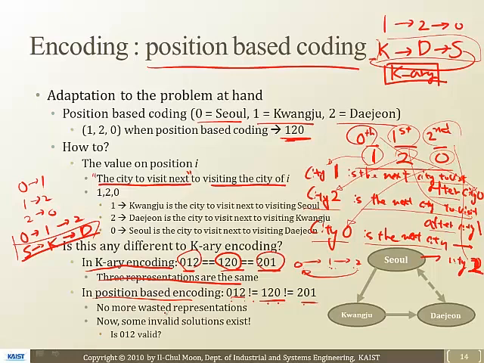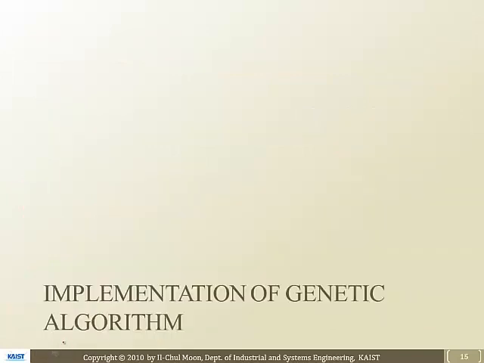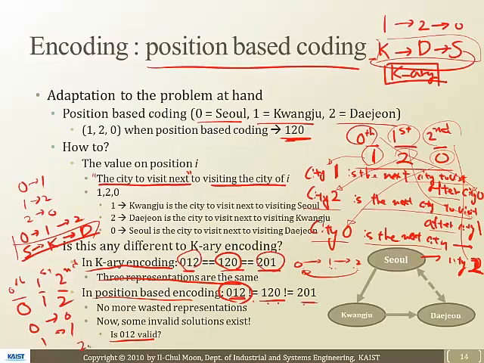And it's very easy to find out what the invalid solutions are. So for example, is 0, 1, 2 valid? Actually, it's an invalid solution, because 0, 1, 2 at the zeroth position, the first position, and the second position means from 0 to 0, 1 to 1, and 2 to 2, right? Seoul to Seoul, Gwangju to Gwangju, and Daejeon to Daejeon. That's a foolish trip plan.